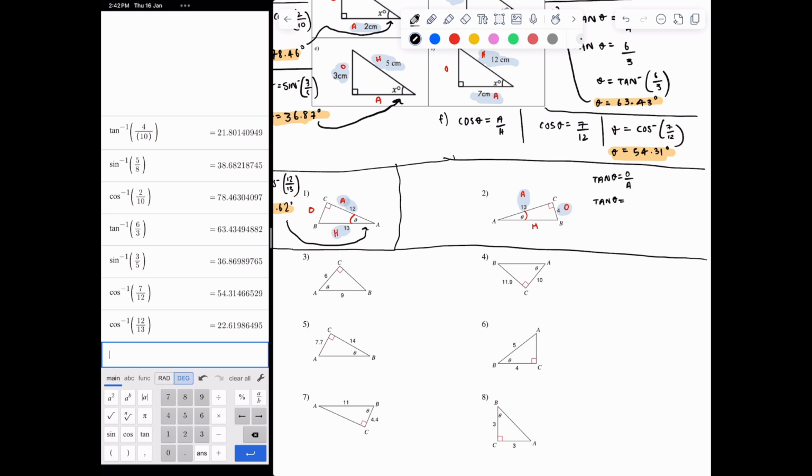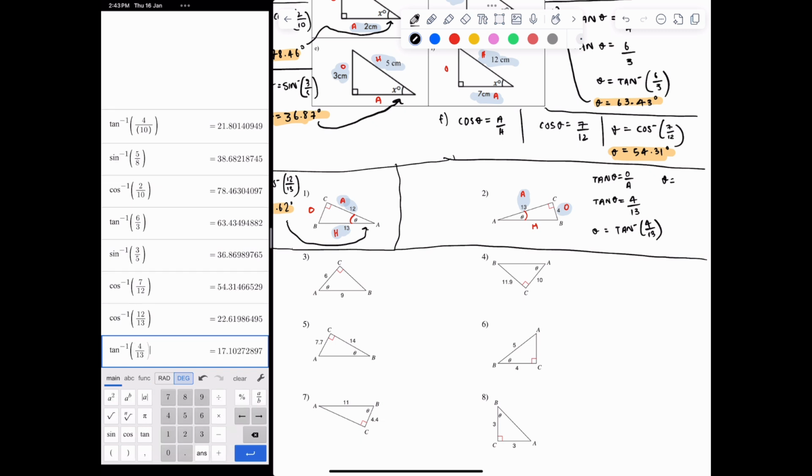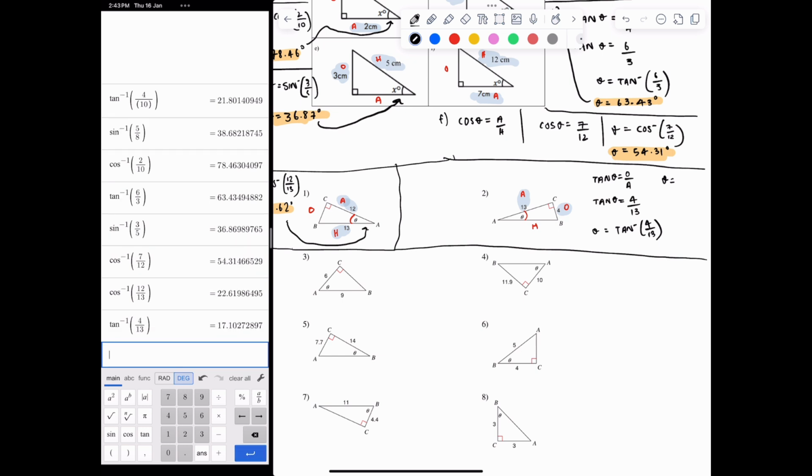So tan theta equals O over A. Substitute the values that we've been given, which is 4 and 13. Theta equals inverse tan 4 over 13. Plug that into your calculator. Lovely. So we've got 17.10 degrees, and that's the answer for this question over here.